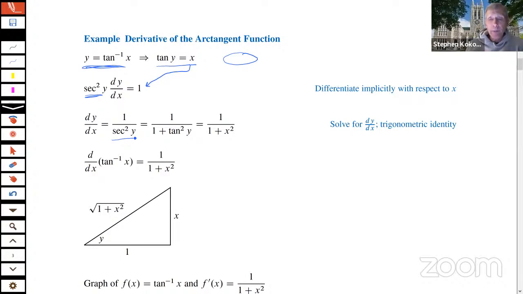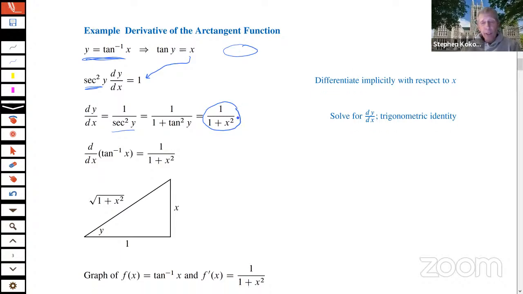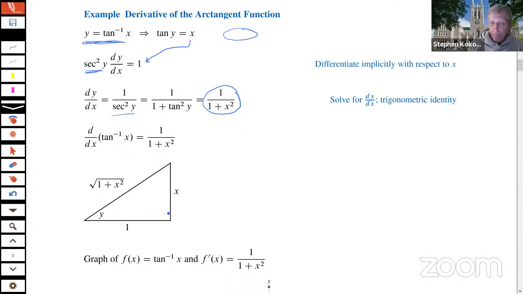And now I'm going to make use of a trig identity. Secant squared is 1 plus the tangent squared. And son of a gun, I know that the tangent of y is equal to x. This one's maybe a little bit easier. There's the derivative of the arctangent of x: 1 divided by 1 plus x squared. Pretty cool.